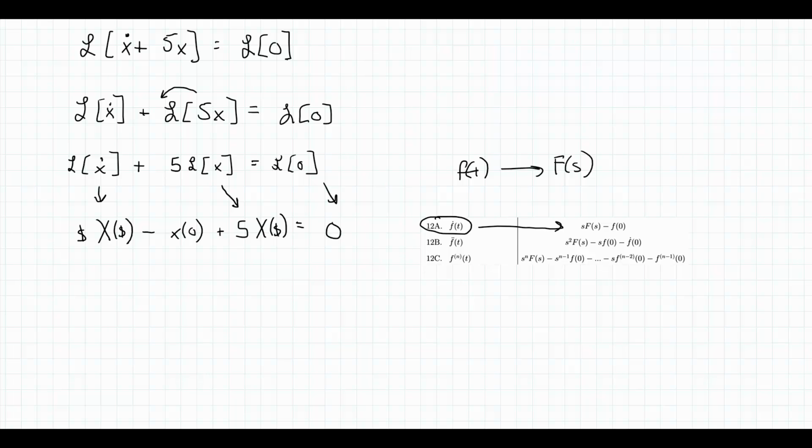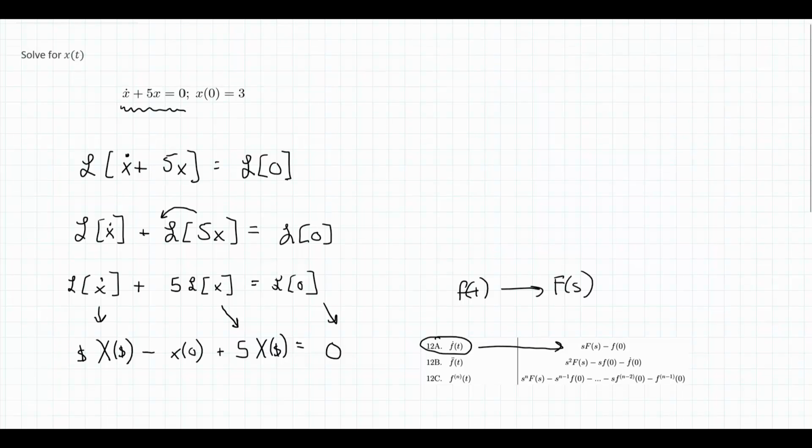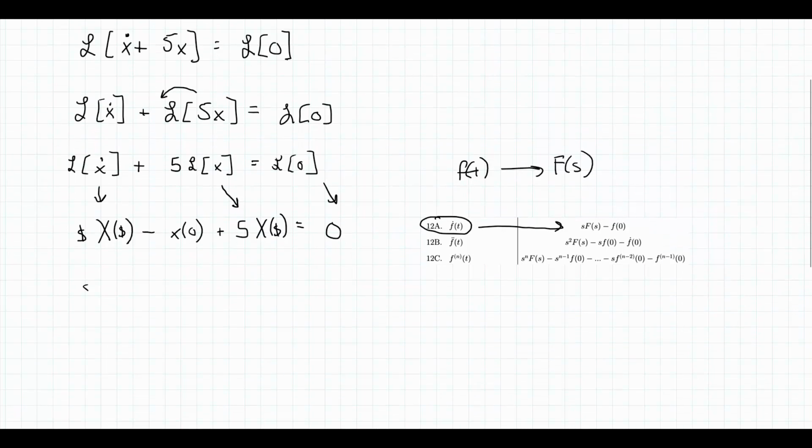Now all the Laplace transforms have been resolved, so I want to go on to my next step. That x of 0 I was given, my initial condition, is 3. So I can rewrite that as s X of s minus 3 plus 5 X of s equals 0. Now that I'm in the Laplace domain, what I'm trying to do is get x, the dependent variable, by itself. So let me move the 3 to the other side. Now I'll have s times X plus 5X equals 3.